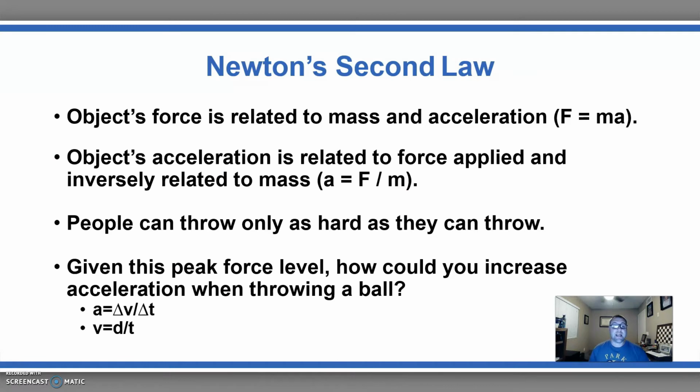Now, with the second law, this just states that our object's force is related to mass and acceleration. So you may be familiar with the equation force equals mass times acceleration. And what this really just says is the rate of change of momentum to a body is directly proportional to the force applied, and then the change in momentum takes place in the direction of the applied force.